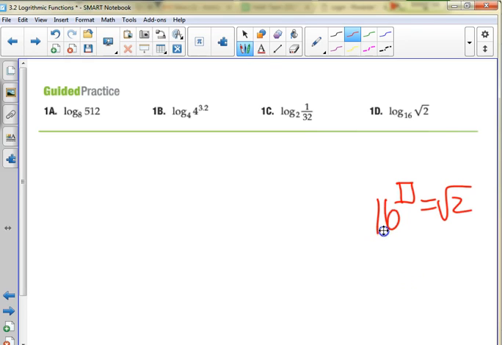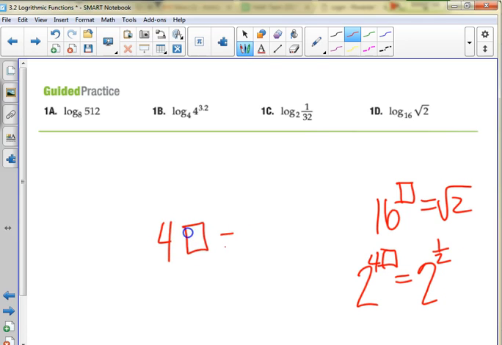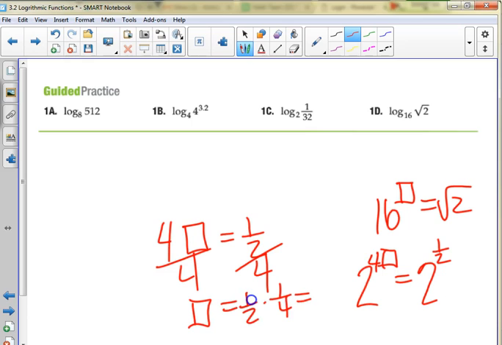Okay, if I wrote this, what is this as a power of 2? 2 times 2 is 4, times 2 is 8, times 2 is 16. So this is 2 to the 4th equals 2 to the what? 1/2 is the square root. So 4 times something equals a half. One-eighth. You'd have to divide both sides by 4, right? To get that little box by itself. So it's 1/2 times 1/4, which is 1/8.